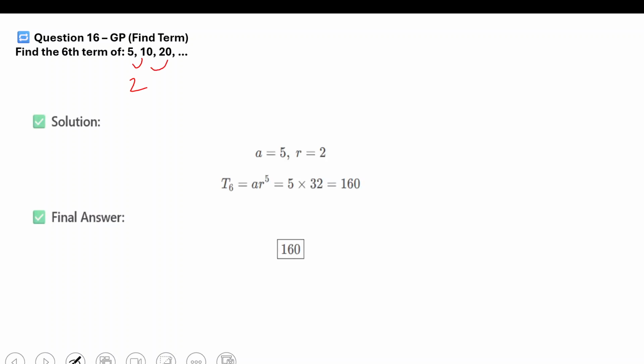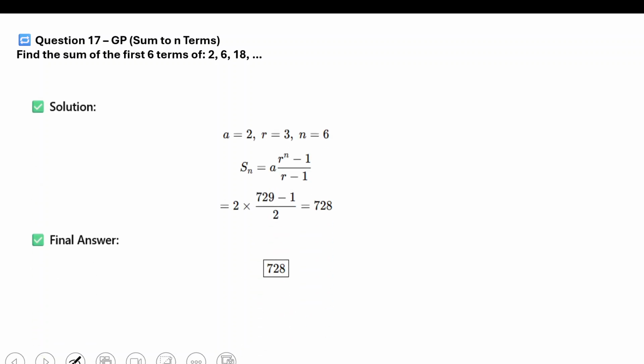So the formula is just a r raised to power n minus 1, where n is 6. n minus 1 is 6 minus 1, which is 5. So T6 is a times r raised to power 5, and r is given as 2 in this question. Then we'll get the final answer, 160.